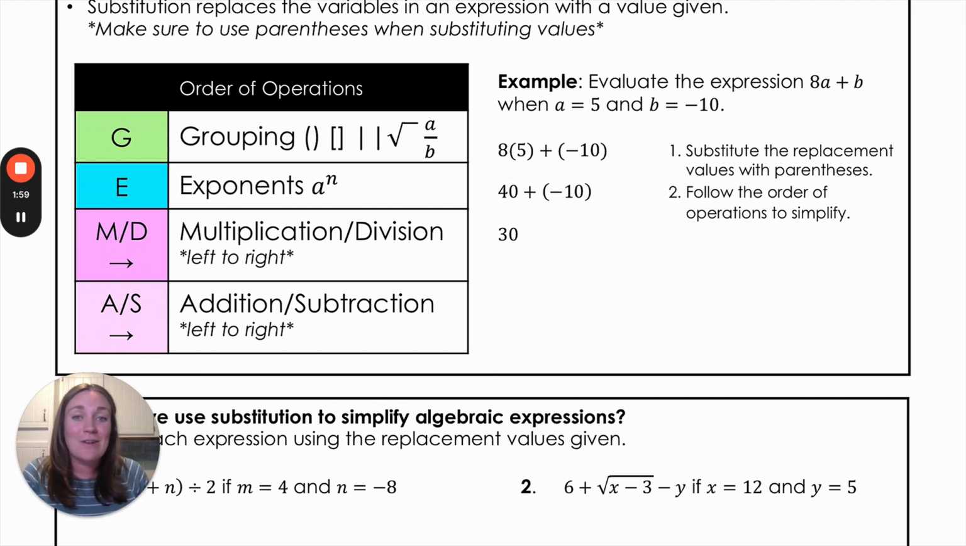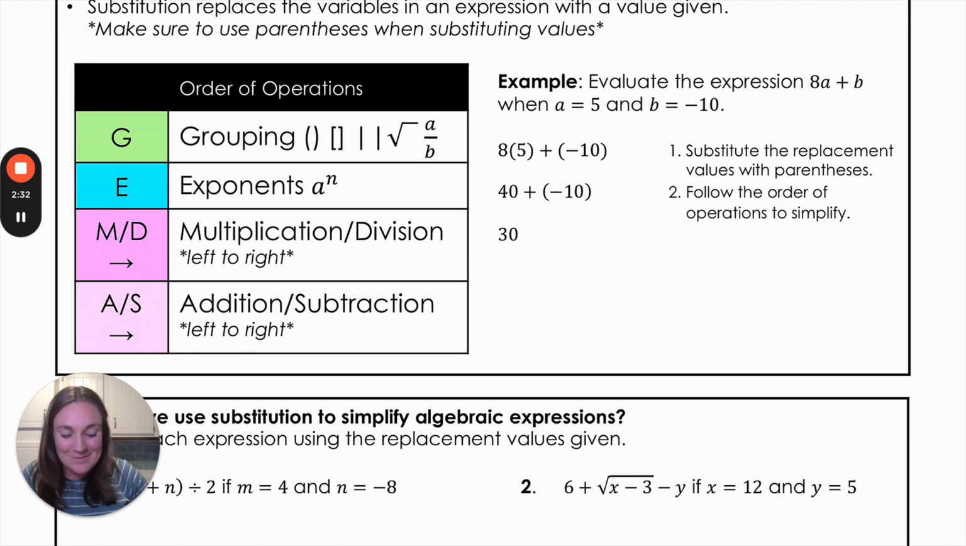Now I follow those order of operations just like I have been. So again, we don't really have any grouping where we have a big set of things in parentheses. We don't have any exponents, so I'm going to go right to multiplying and dividing. Remember that when two numbers are written right next to each other, right? So this 8a, or this 8 in the parentheses with the 5, that's really multiplication. There's an invisible multiplication sign in the middle. So 8 times 5 is going to give me 40, and I bring down that plus negative 10. Then I would do my adding and subtracting. So 40 plus a negative 10 is going to give me 30 for my final answer.